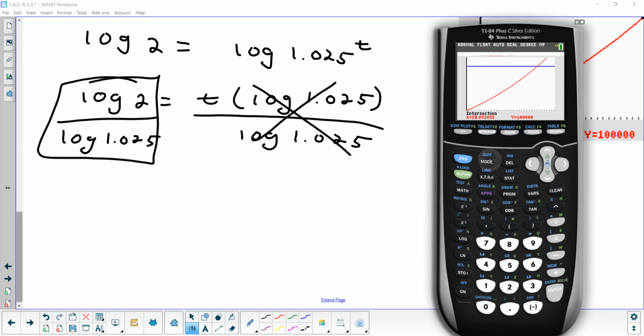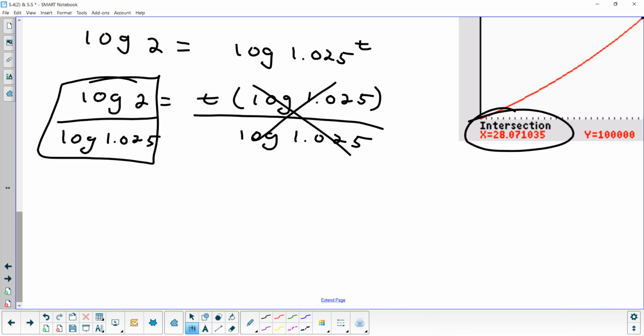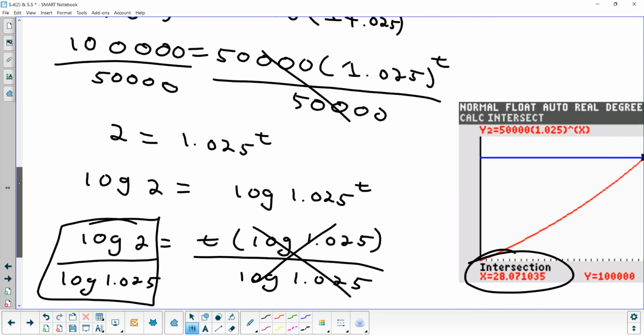All right, so we get log 2, make sure you do close that parenthesis, divided by log 1.025. We get 28.071, which is exactly what we got when we solved the graph. Right, and after we do a couple of these, there's even a quicker way to do it.